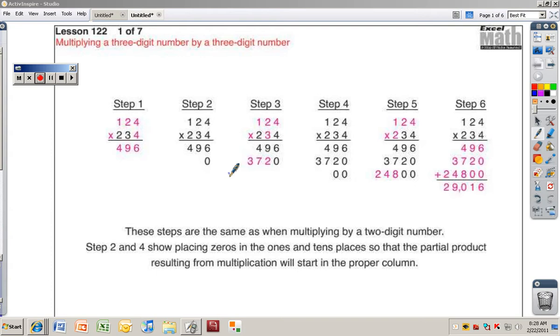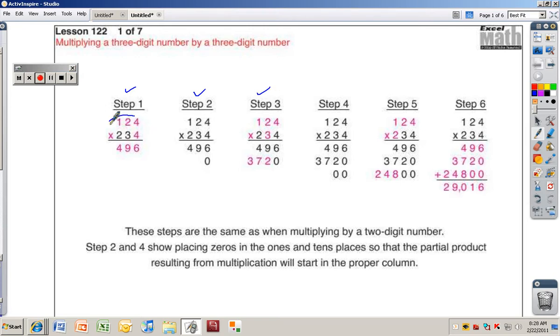Some kids do get a little confused as they go through them. I don't think you'll have too much trouble if you just pay attention to this lesson and get the idea of it, and if you're careful as you do the problems. So they show you the steps. They have 6 steps up here to go through when you're multiplying these three-digit times three-digit numbers.